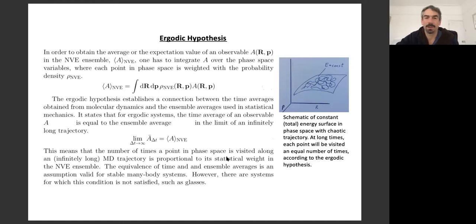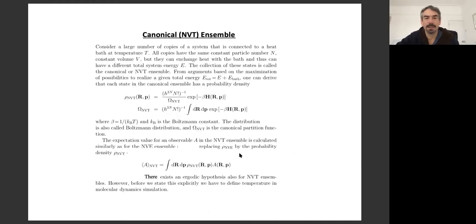Okay, so the question is now, how do we do this? First, a few words on the canonical ensemble, or the NVT ensemble. Here, again, you have a large collection of identical systems, and each one of them is connected to a heat bath at temperature T, and the system is allowed to exchange energy with that heat bath.